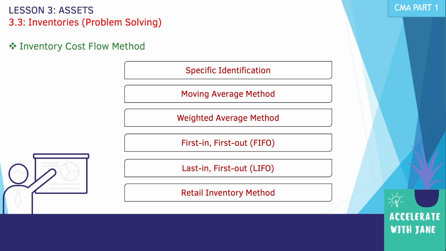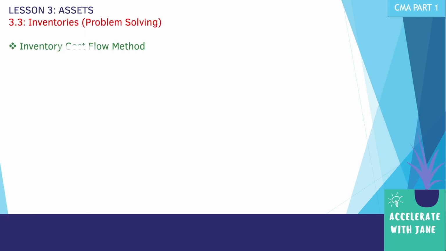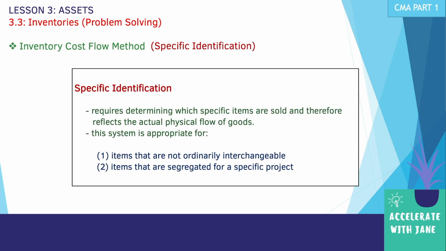Okay? Therefore, the remaining items are the inventories which are the oldest, or those which have been purchased first. Okay, so for the retail inventory method, I will discuss this further in the succeeding slides. So now let's proceed to the problem solving. So we have here examples. Okay, so let me first discuss the specific identification.